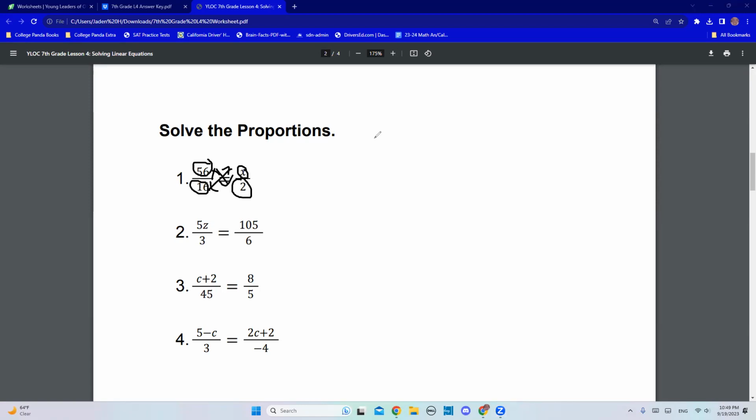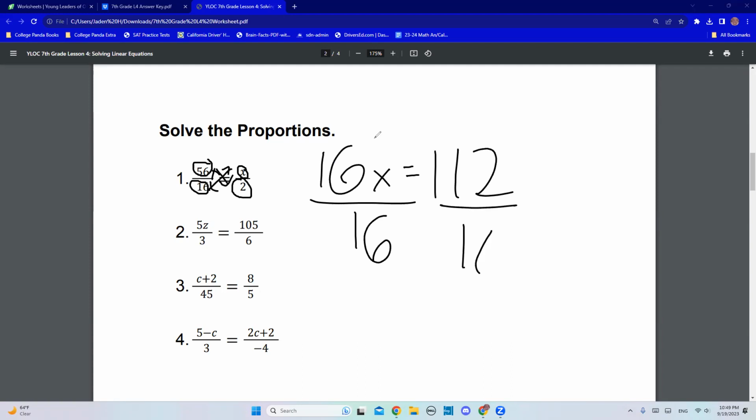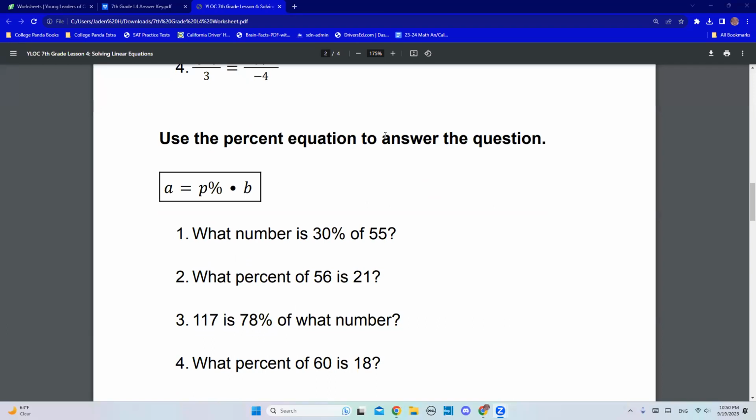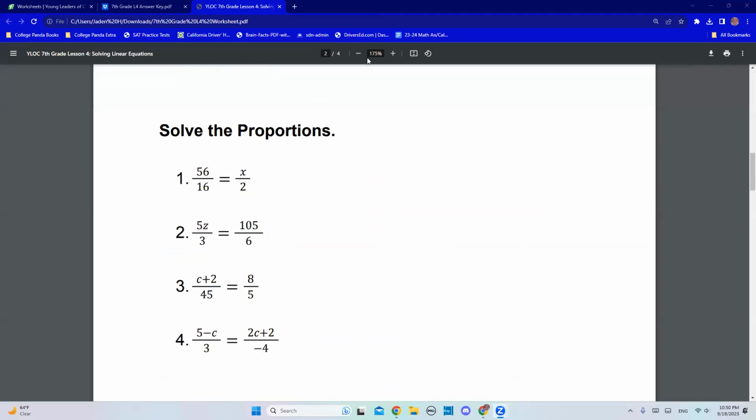So let's do 16 times x, which is 16x. So 16x equals 56 times 2, which is 112. Now we can just solve for x, and 112 divided by 16 gets us 7. So x equals 7. All right, let's try one more problem.